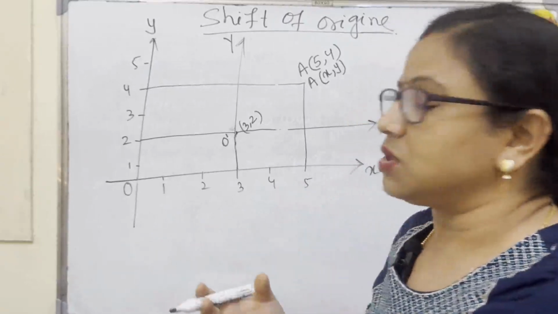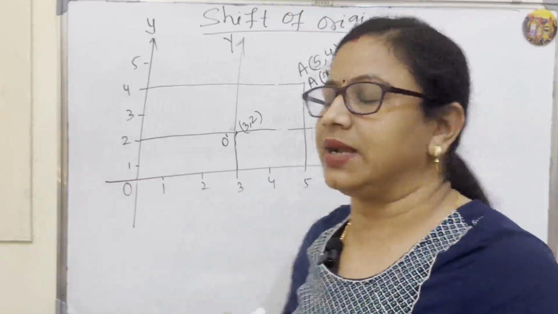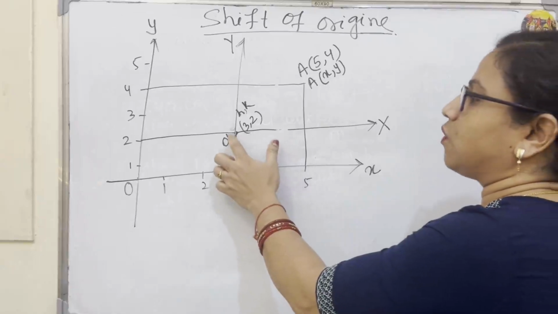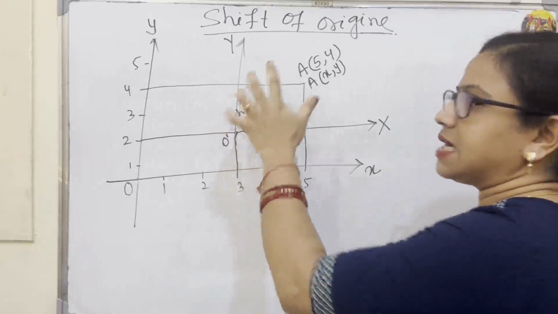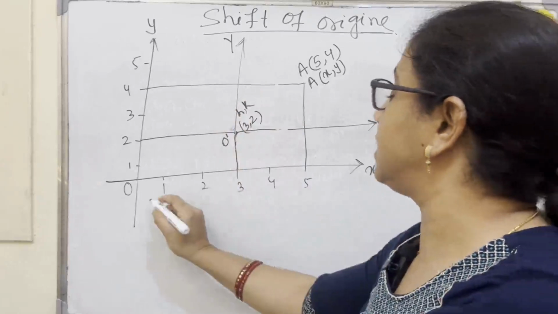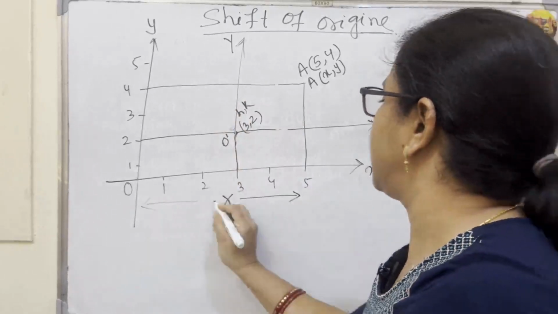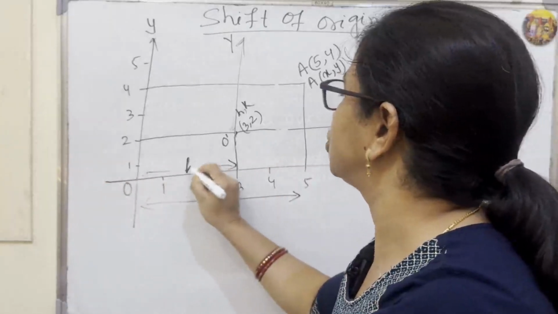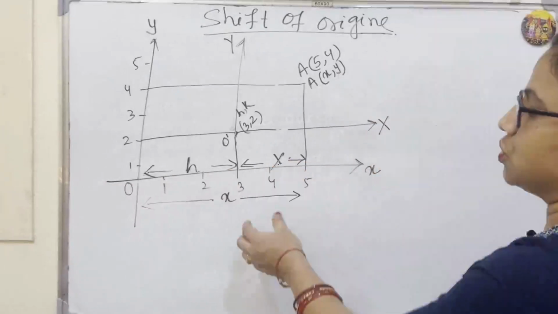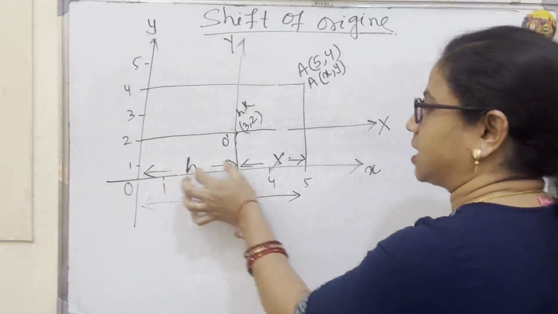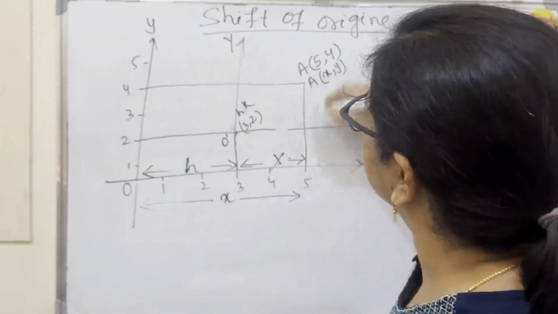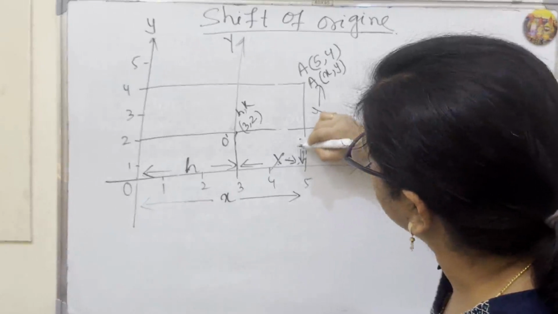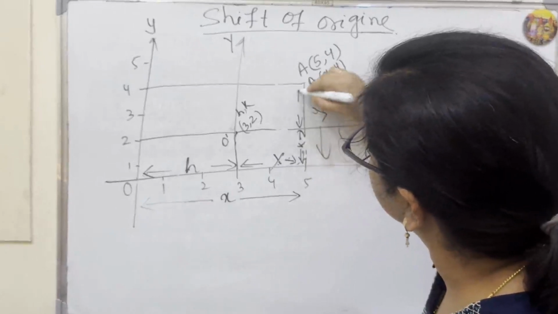In this situation what we need to calculate, this point let as H, K. The coordinates of origin I am changing as H and K. Why I am changing it to H and K? This distance is x. The distance 5 is x. This distance is h. This distance is x. So this is small x, this is h and this is capital X. Same here, this distance will be y and this distance will be k. So this distance will be capital Y.